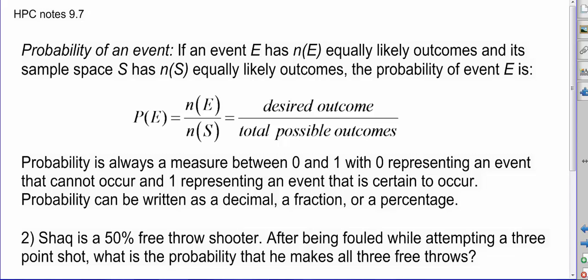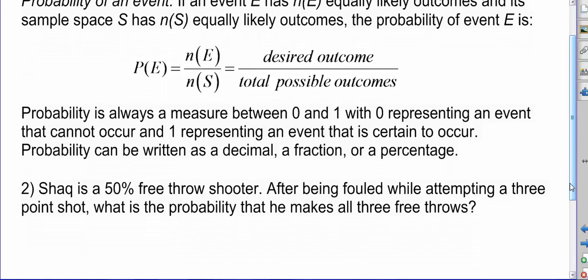Alright, so let's take a look. Probability. If an event E has n(E) equally likely outcomes and its sample space has n(S) equally likely outcomes, the probability is n(E) over n(S), or just simply the desired versus the total probable. That's always going to be between 0 and 1. 0 would be something that can't happen. 1 would be something that is certain. We can also convert that decimal to a fraction or a percentage if we so choose.